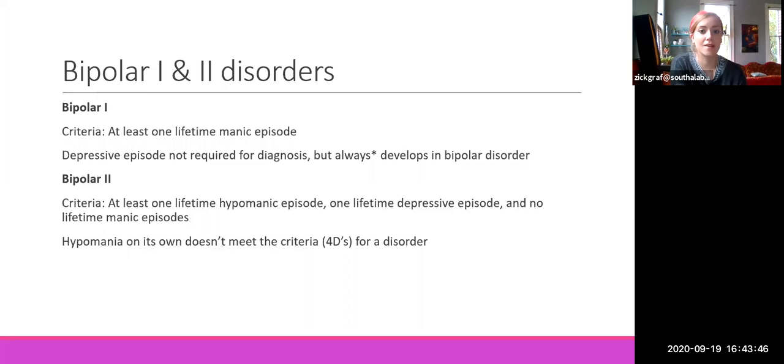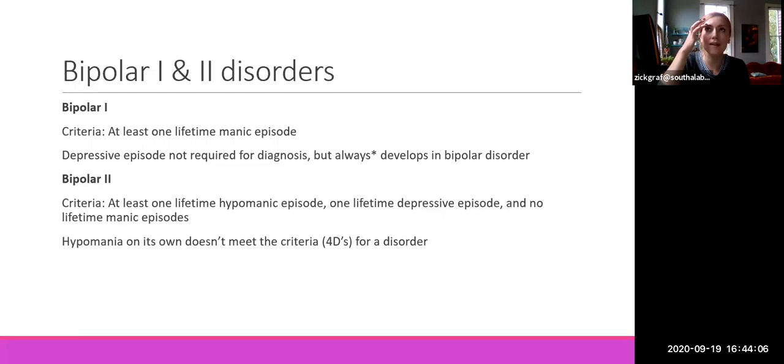Bipolar 2 is diagnosed when someone has at least one lifetime hypomanic episode and at least one lifetime depressive episode and no lifetime manic episodes. People with bipolar 1 sometimes experience mania and sometimes experience hypomania. But to meet criteria for bipolar 2, you have to have only experienced hypomania.